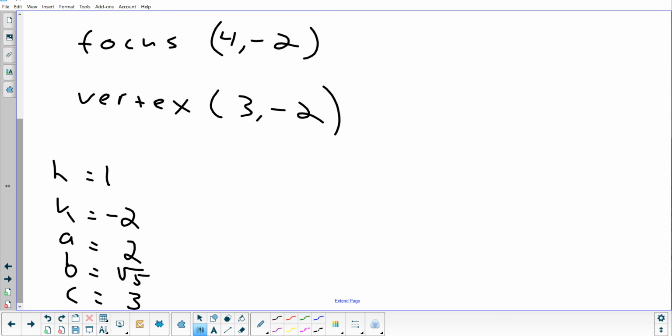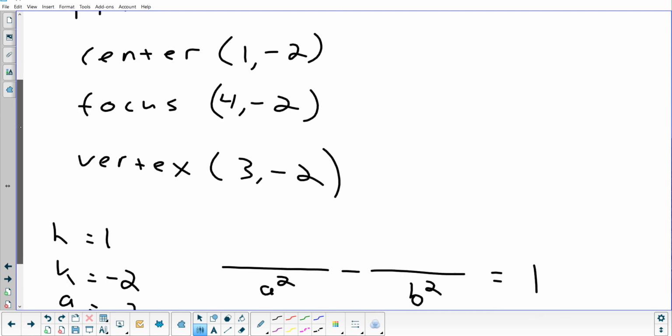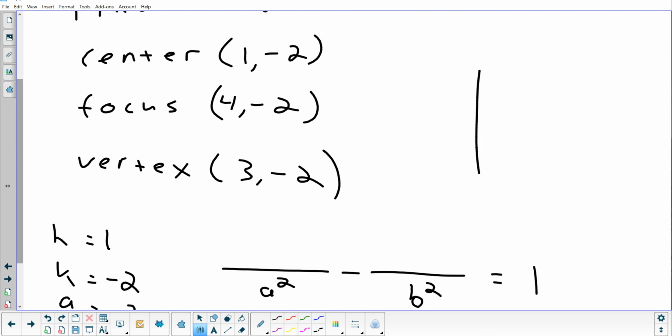Okay, let's write our equation. It's going to equal 1. What's going to be in the first denominator? a squared. Second denominator? b squared. Now, visualize these points. Your center is right 1, down 2. Your focus is right 4, down 2. Your vertex is right 3, down 2.